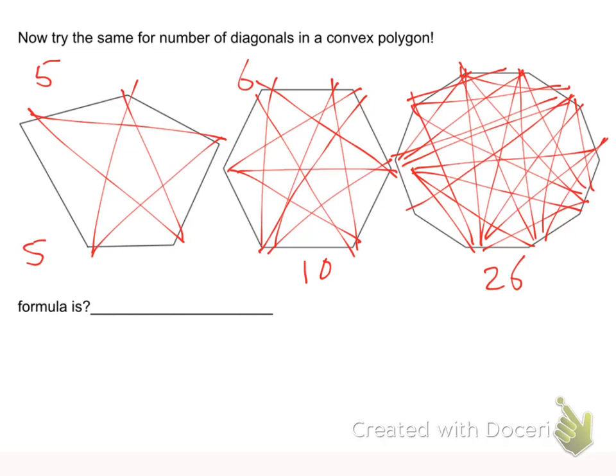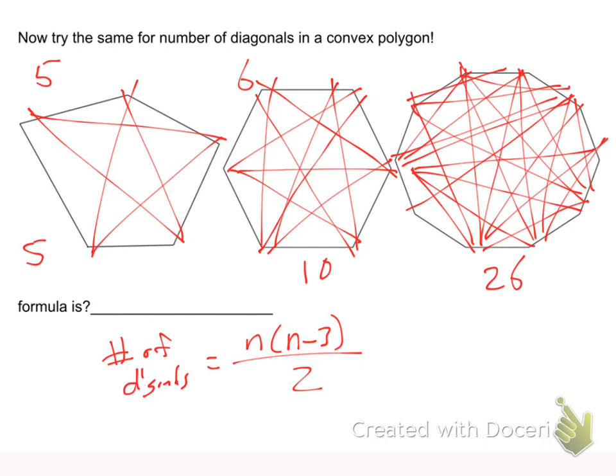Now, we could sit here and I could draw everything from a four-sided all the way up to 10 and say, hey guys, come up with a formula. But I'll just give it to you. Number of diagonals equals n times n minus 3, all over 2. Does it work? 5 sides. What's 5 minus 3? 2. So 5 times 2 is 10. Divide by 2, 5. It worked.